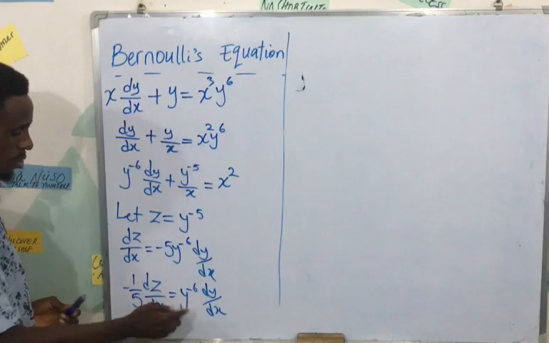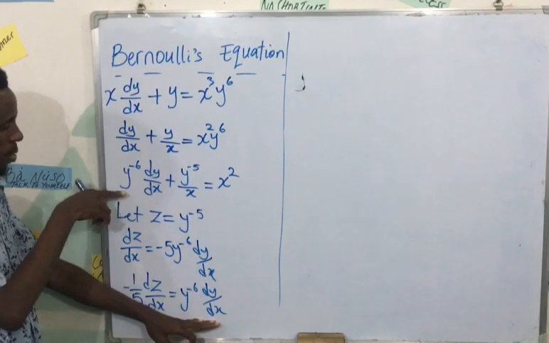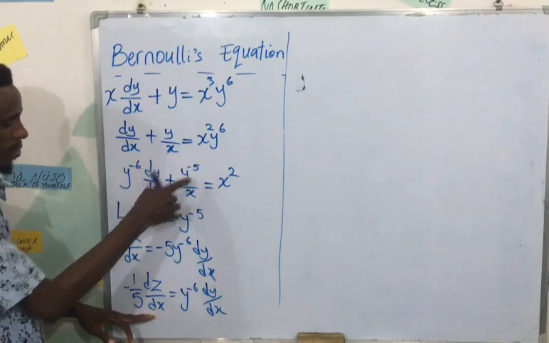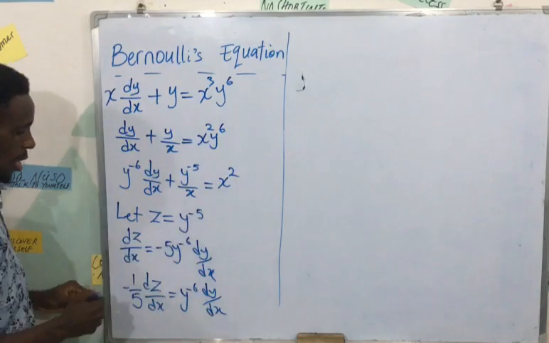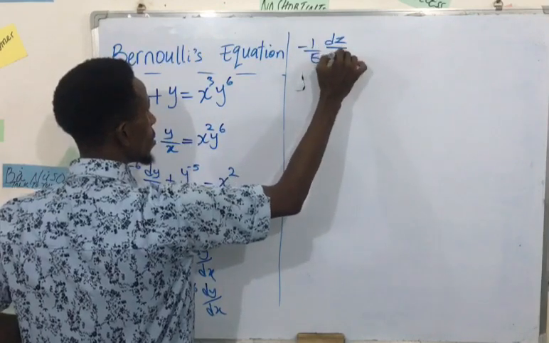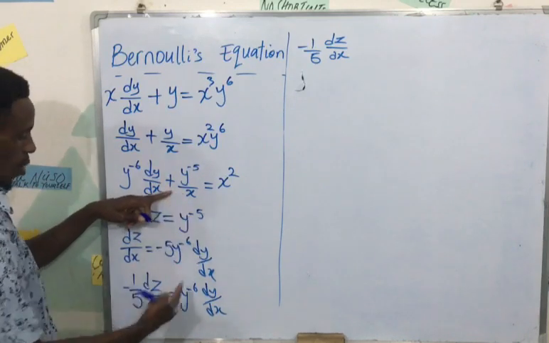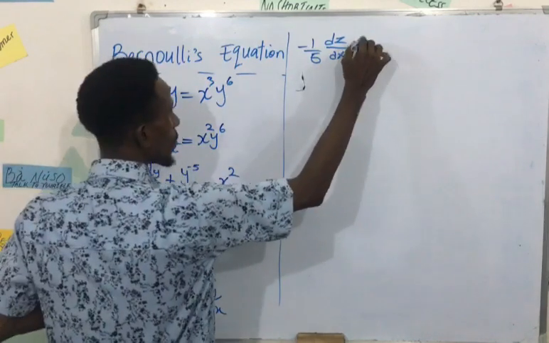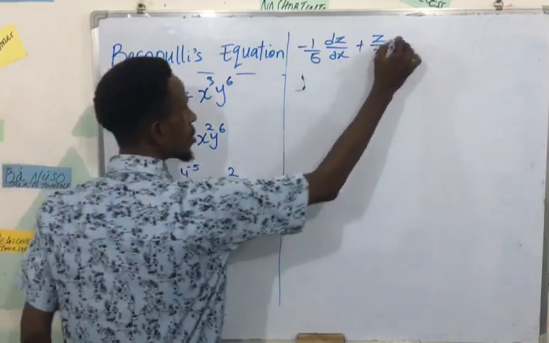So now at this point, look at this. This whole thing here is what I have here. So in place of this up here, I can put this. Then my y to power minus 5 is equal to z, so I can put this one also here. So substituting now, I'll have minus 1 over 5 dz dx, that's for this one here. Then for this, my y to power minus 5 is z. So I have plus z over x equal to x squared.